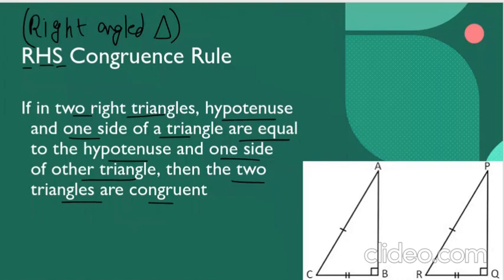Now come on, let's understand with this example. In this triangle ABC and PQR, we have AC as the hypotenuse.